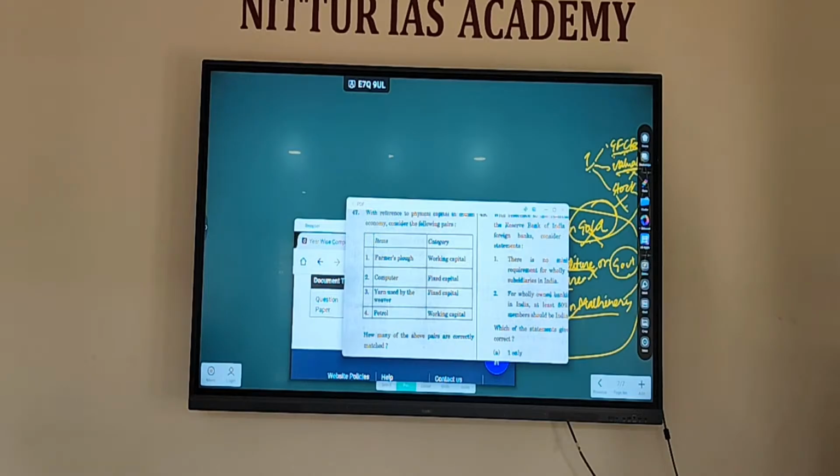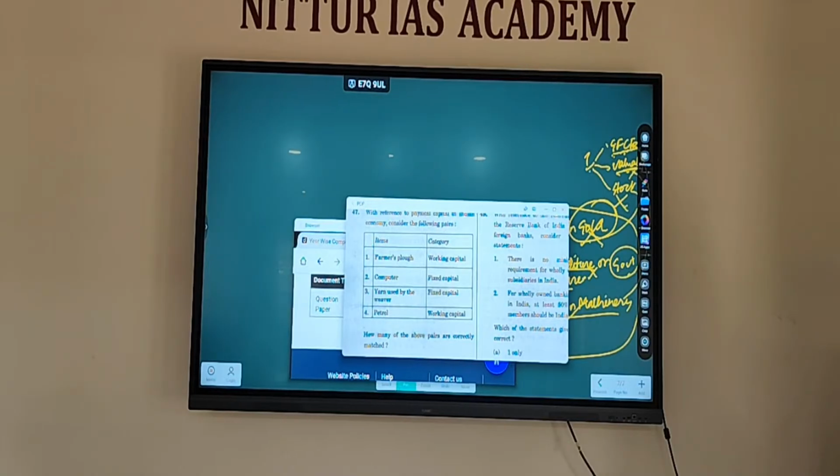2 and 4 correct. Okay, fine. So a farmer's plow: when a farmer buys a plow, he can use it for a long period of time. He can reuse it again and again. So which type of capital is it? Fixed capital. So the first statement is wrong. Second, a computer is fixed capital. Yes, you can use it for a long period, again and again. So that is correct.